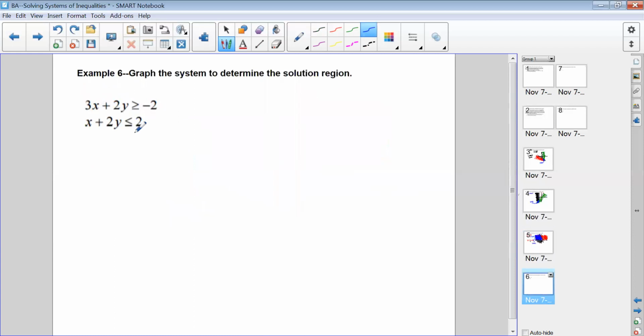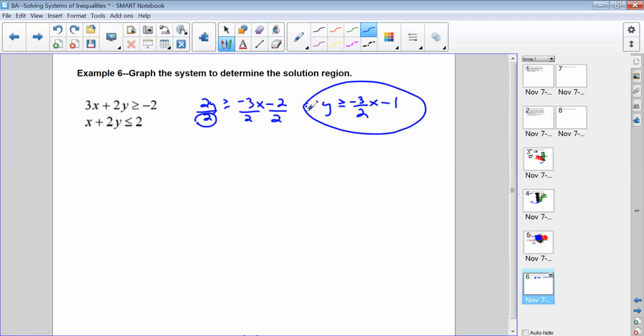Again, now we have both are not in slope-intercept form. So I want to solve both of them for y. So I'll take the top equation, which is 2y is greater than or equal to, I'm going to subtract the 3x, and then I want to divide everything by 2. So I get y is greater than or equal to negative 3 halves x minus 1. Since I was dividing by a positive, I don't have to worry about reversing the inequality sign. So I want to graph that one in just a moment.